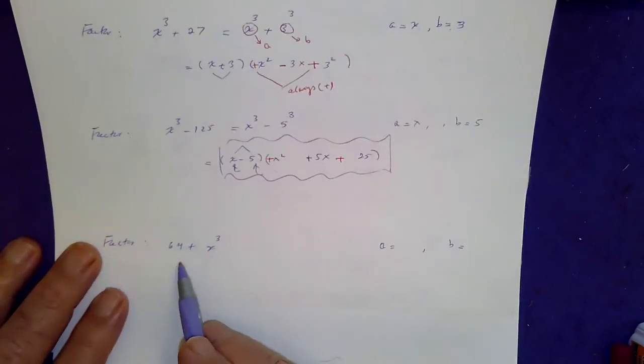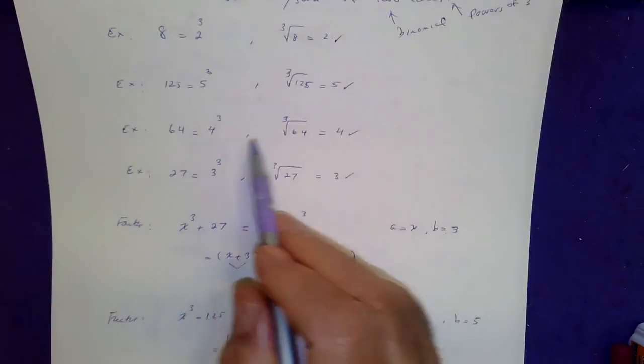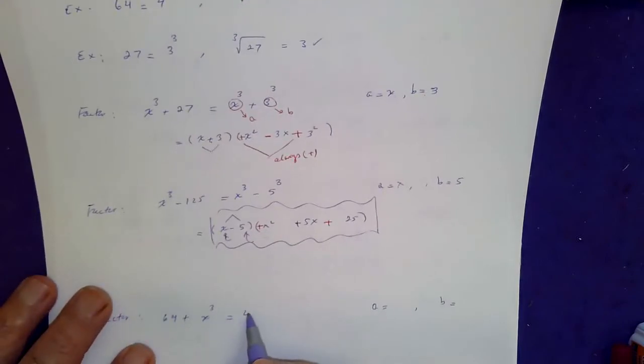What about when the number shows up first? Remember, the cube root of 64 is 4, so I can write this as 4 cubed plus x cubed.